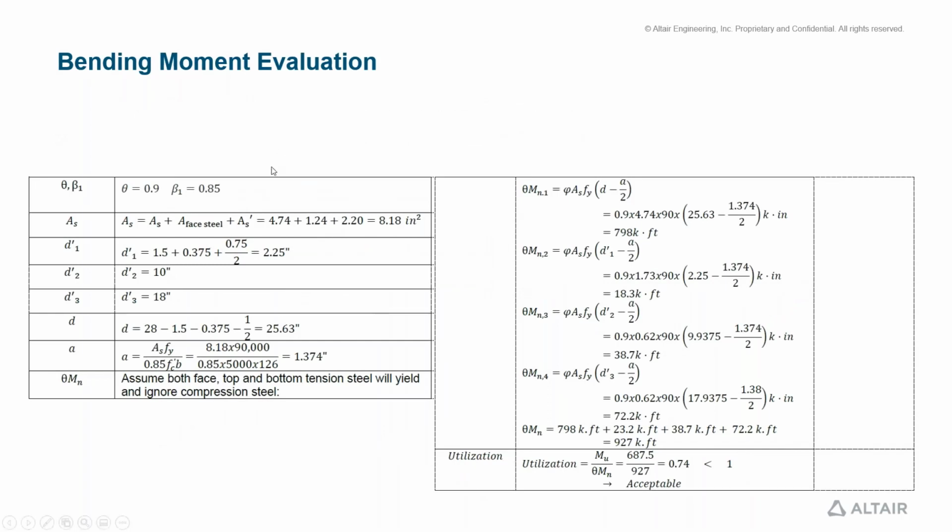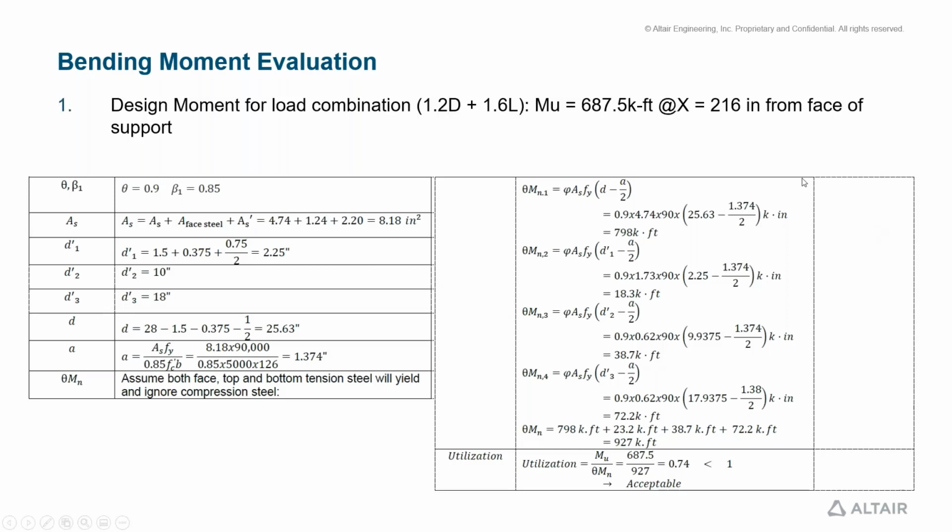Now here's some information on the bending moment evaluation. I'm not going to talk about every parameter again, but I do want to mention that S-line considers the top steel for positive moment calculations when the depth of the compression block, a, falls above the top steel layer. S-line also provides an option to include face steel in the moment capacity, if that's something you'd want. So this is the design moment for load combination 8, I believe it was. You can see here the magnitude of the demands at x equals 216 inches from the face of the support. And this is our moment capacity that we're going to be dealing with.